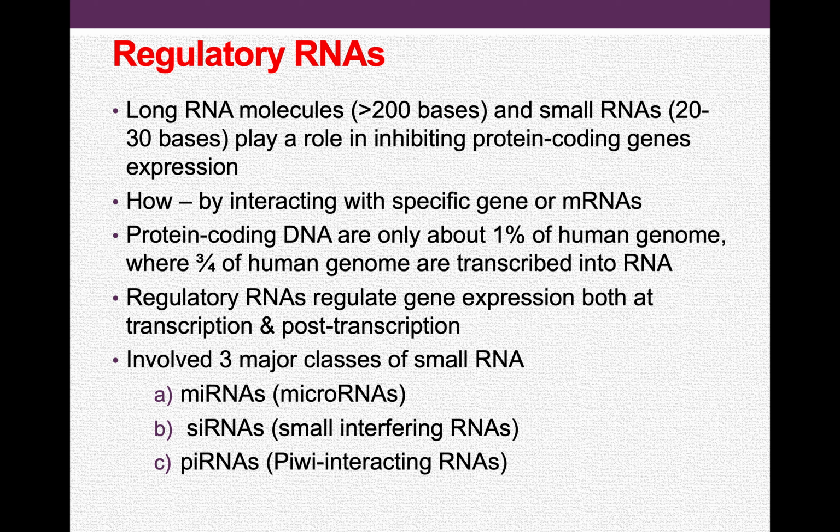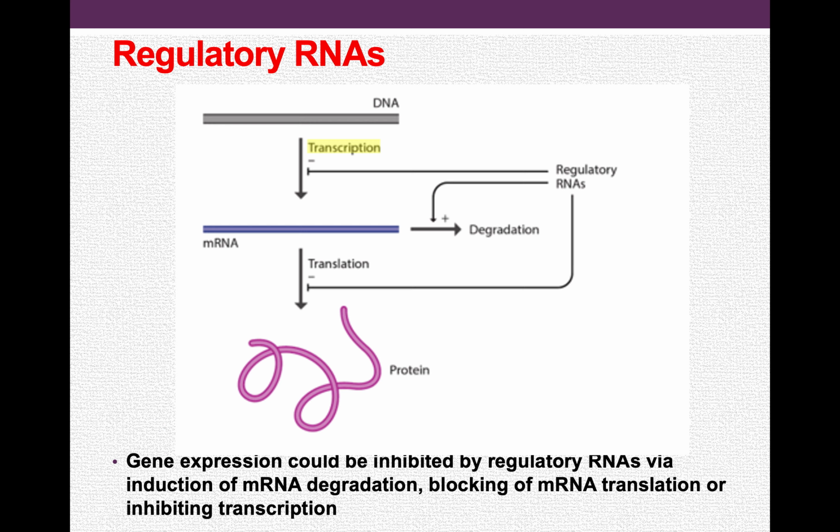So protein coding DNA is only about 1% of the human genome, where we know that 3/4 of the human genome is basically transcribed into RNA, so not that much is actually protein coding. So these regulatory RNAs regulate gene expression both at transcription and post-transcription. It involves three major classes of small RNA: miRNA or microRNAs, siRNAs or small interfering RNAs, and piRNAs or PIWI interacting RNAs. I'm not making all these names up, it is as such.